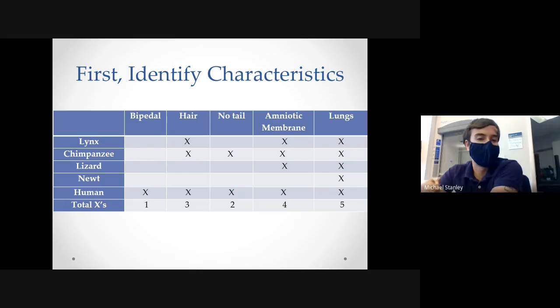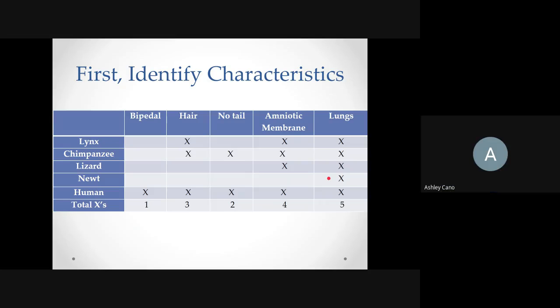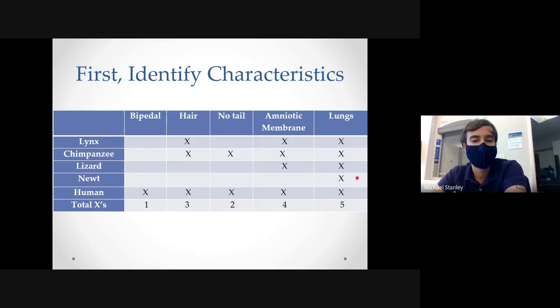Which organism then would be our second? What would be our second least similar organism? The lizard. Mm-hmm. Lizards have 2 of these 5 characteristics. They have lungs and a membrane, but that is it. So lizards would be up next.